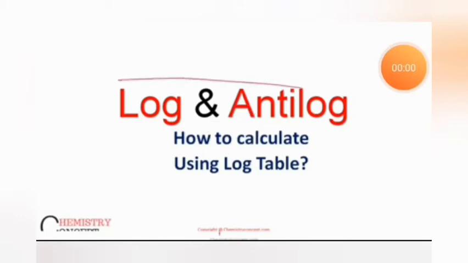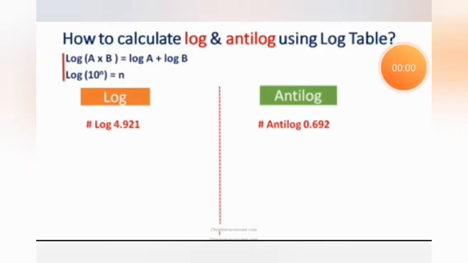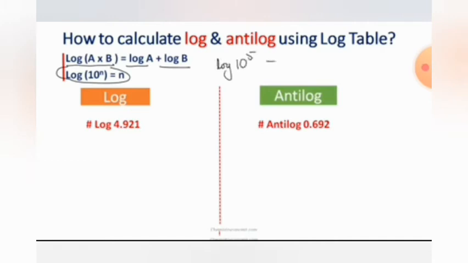Let's discuss how to calculate log and antilog using a log table. Here are the rules regarding the calculation of log. Log a into b is equal to log a plus log b. Log 10 raised to n is equal to n. For example, log 10 raised to 5 is equal to 5.